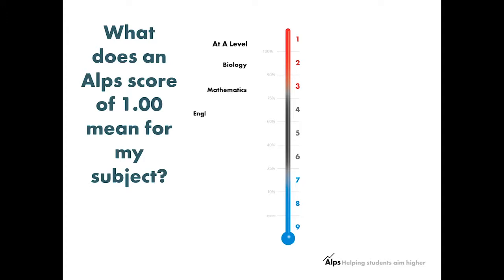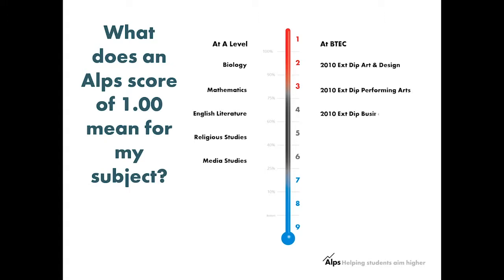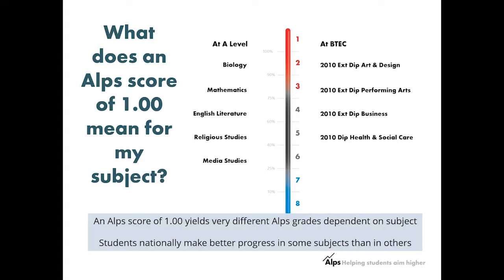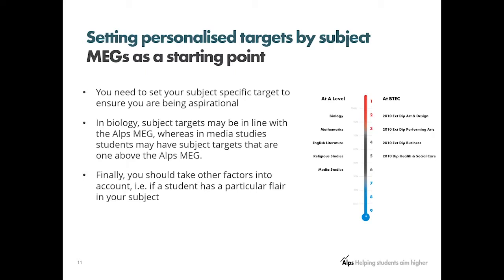So you've got at A level a score of 1 coming out at very, very different points on the thermometer. Just in case you're doing some BTECs, the same principles apply, and you've got some differentiation in terms of where a 1 gets you. Okay? So what does that mean?